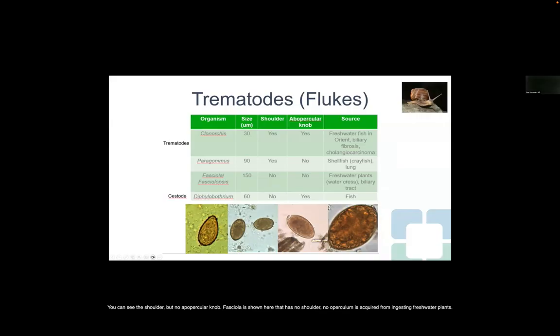Our middle image here is Paragonimus, which is acquired via crayfish. You can see the shoulder, but no abopercular knob. Fasciola is shown here, that has no shoulder, no operculum, and is acquired from ingesting freshwater plants. And then I included a cestode here, Diphyllobothrium latum, because it has a lot of similar features and can often be confused with the trematodes. And it does have an abopercular knob as seen there. Again, this is not to scale.